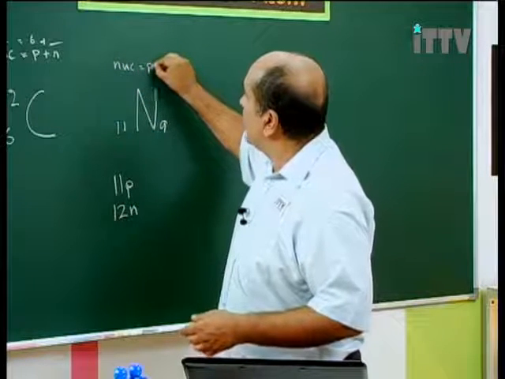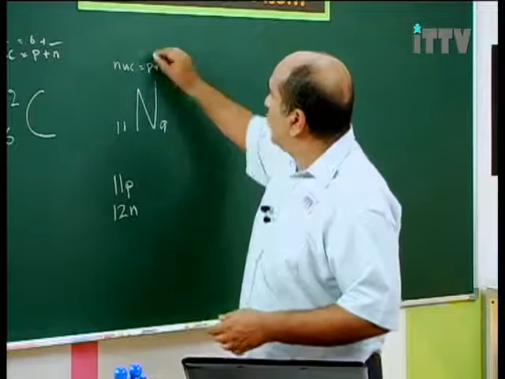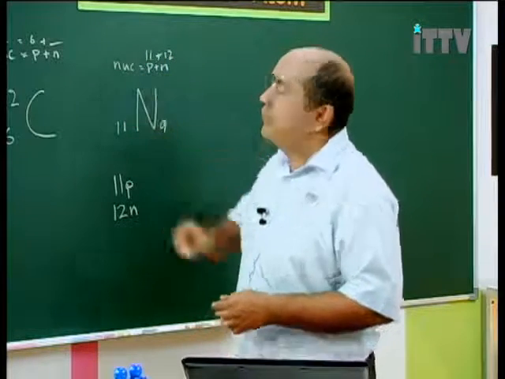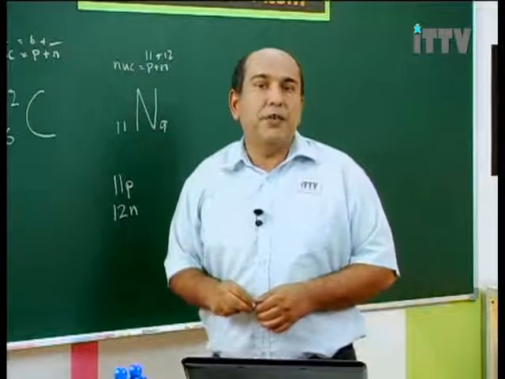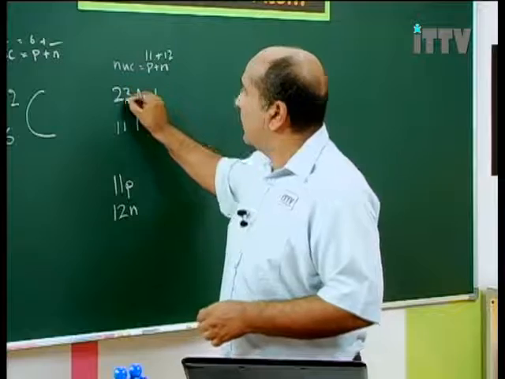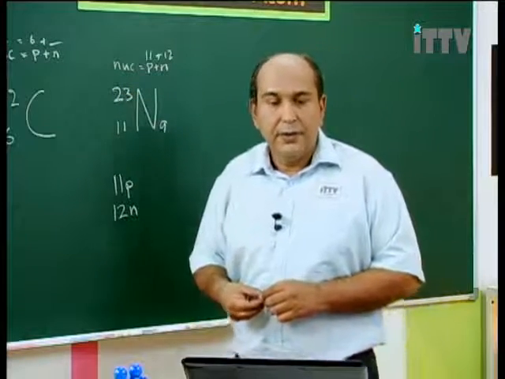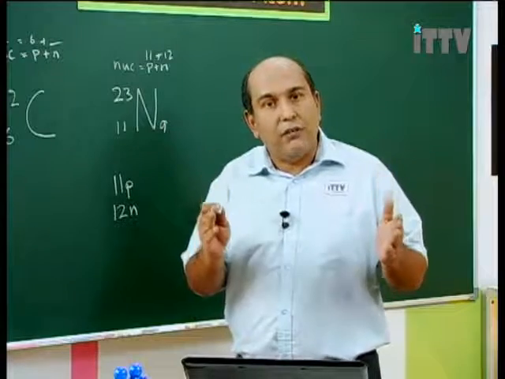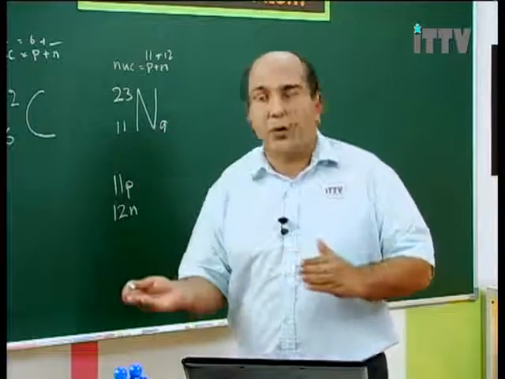Nuc equals P plus N. Your proton is 11, your nucleon is 12, so your nucleon number is going to be 23. So you just put that in here, like so, 23. And then, what about the electrons? Remember, the electron is the same as the proton.